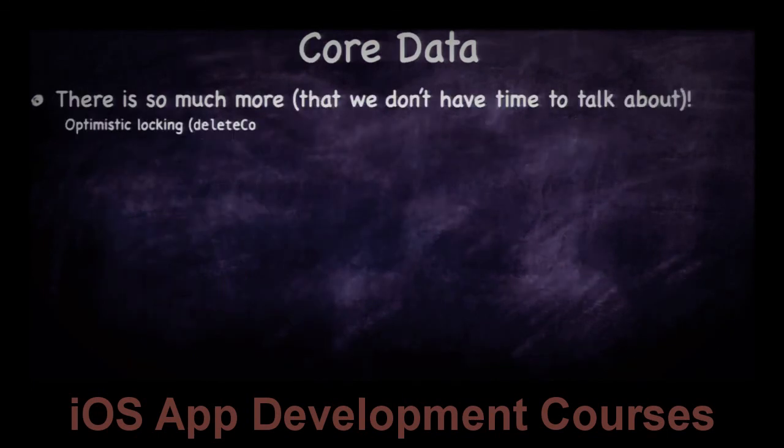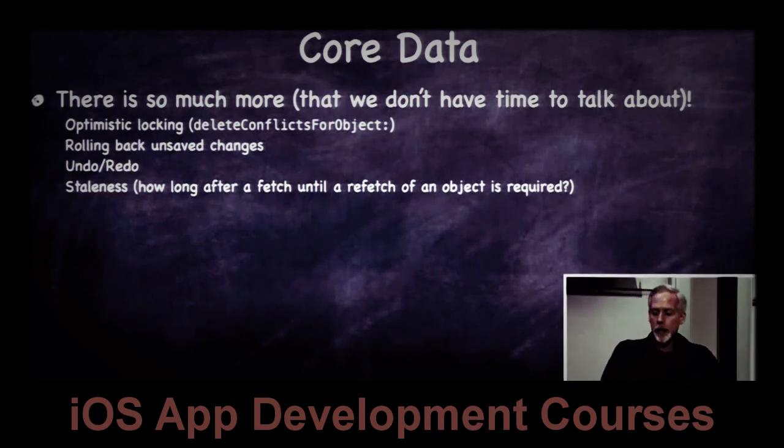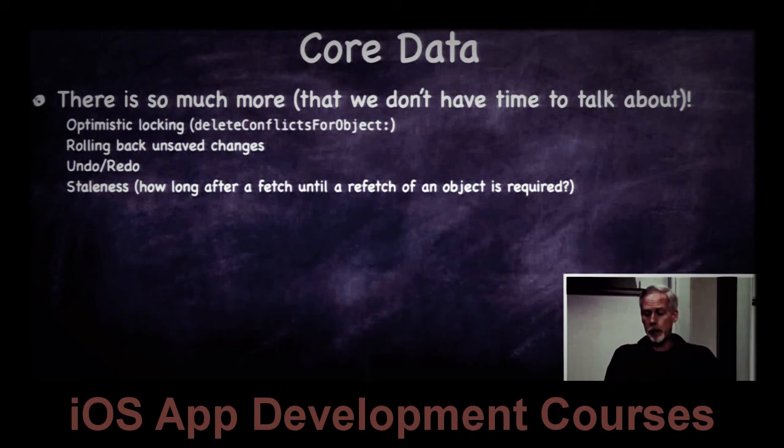And parent context I don't have time to talk about. There is a ton of other stuff actually in Core Data I don't have time to talk about because we're at the end of the lecture today. Optimistic locking, rolling back unsaved changes to states that make sense. Undo and redo I talked about. Staleness, you do a fetch and it sits around for a long time. The data could be stale, might need to be thrown out and refetched. It's just a massive amount of stuff.